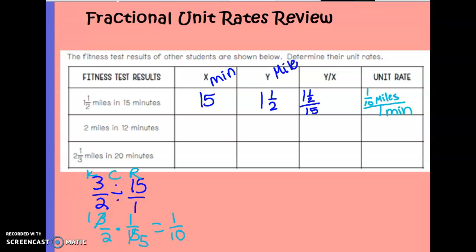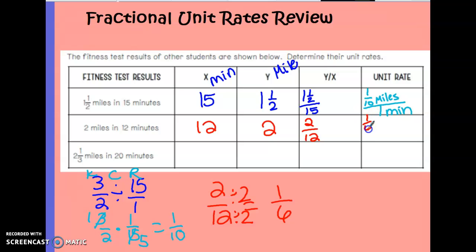Okay, here's our next one. We've got 2 miles in 12 minutes. I'm going to take my 2 miles divided by my 12 minutes. This is just a fraction, so I'm just going to write it and simplify. Both of these are even, so I can divide by 2, which is going to give me 1/6. So I'm going to have 1/6 miles per 1 minute.